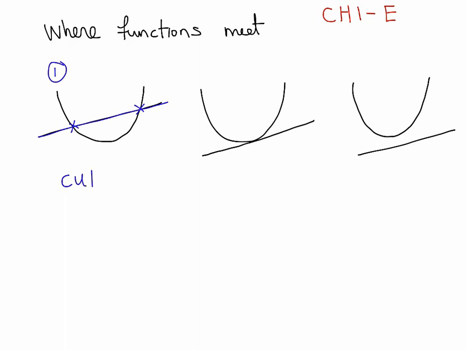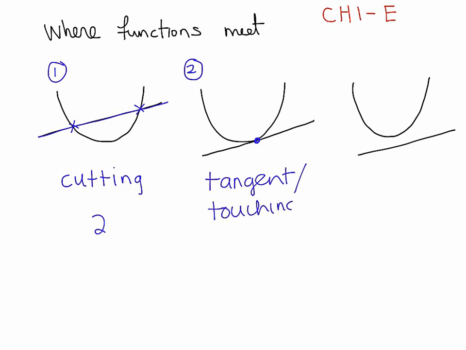The vocabulary term here is cutting, and it has 2 intersections. Another case is when a line is just touching the parabola at one point. These are called tangent, or we say touching at one point. The last case is when they are not intersecting at all. We say they are missing each other, and there are 0 points of intersection.